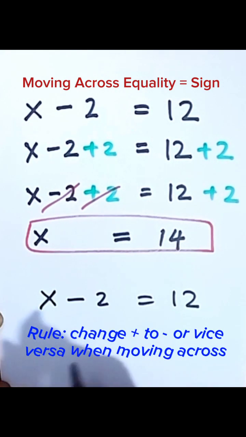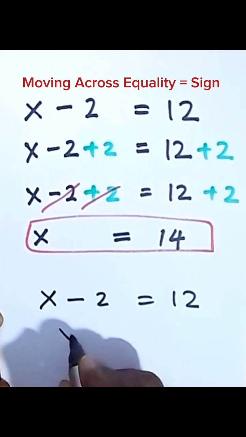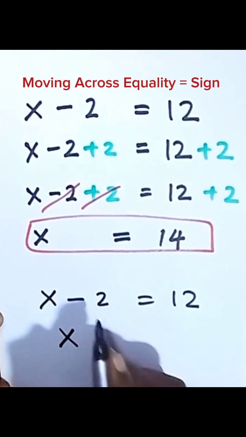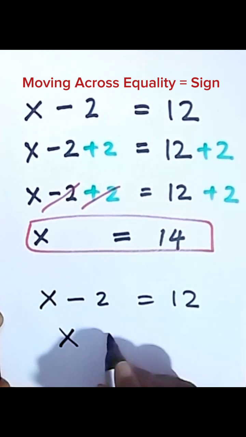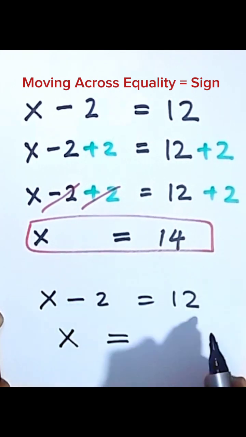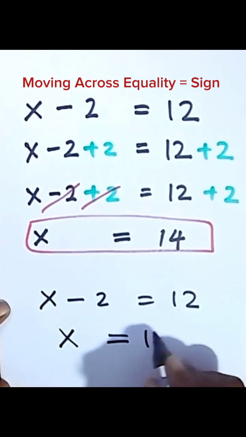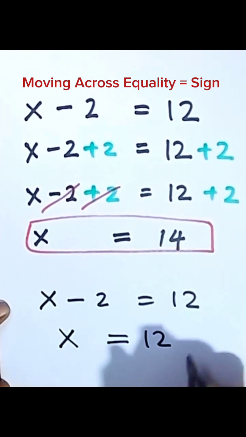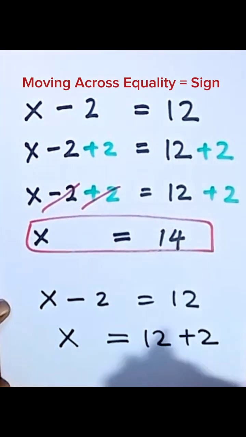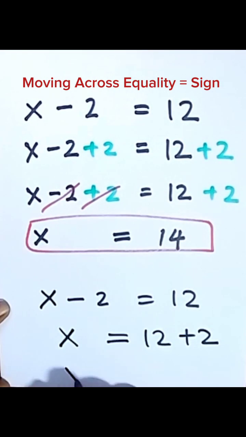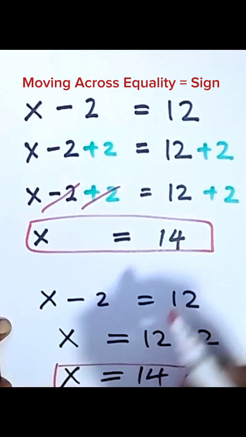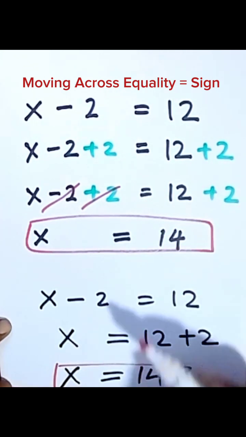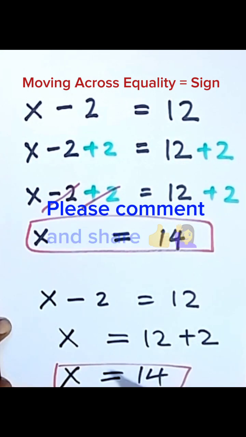Now watch as we are going to do this one. On the left hand side, I want to move this minus 2. So I will now say x equals, and as minus 2 moves across the bridge, it will become plus 2. That's all. So we got our answer to be x equals 12 plus 2 is 14, which is the same answer that we got earlier. But you see, this one involves fewer steps.